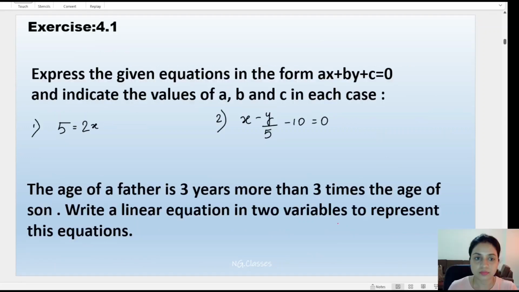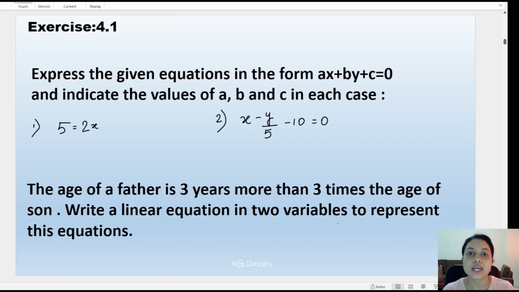Now let's solve some questions. Our first question says, express the given equation in the form ax plus by plus c equals 0, which is the standard form, and indicate the values of a, b and c in each case. The first problem is 5 equals 2x. We have to write the given equation in standard form first, and then find the values of a, b and c.